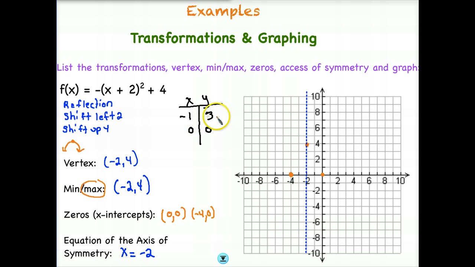Okay, so let's graph the -1, 3, which is here, and its symmetric point, which is here. So it makes it a little bit easier to graph when I have some points that can guide me through my x-intercepts or my zeros. All right, and that's that example.